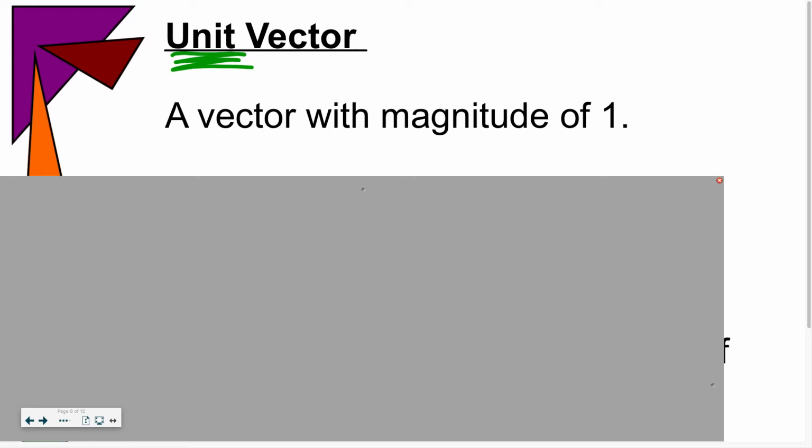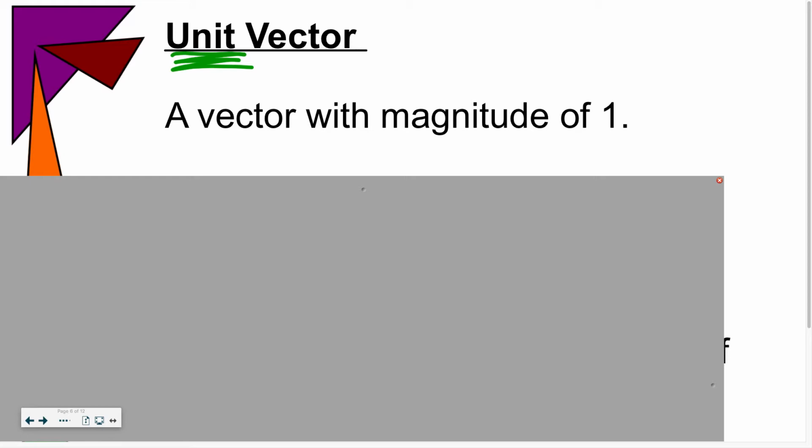And I want a vector to be going in the same direction as that vector, but instead of having a length of 5, I want it to have a length of 1. What are some mathematical things we can do to change the size of that vector? Shrink it. How are we going to shrink it? Scale it, multiply it, divide it, right?